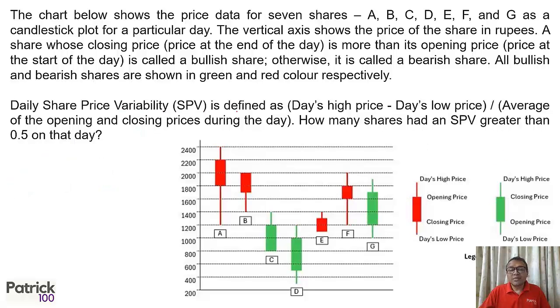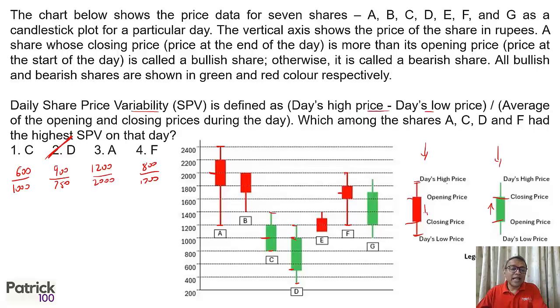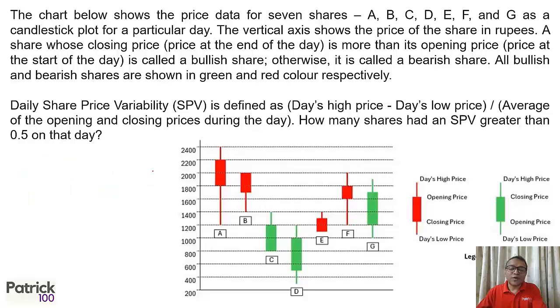Daily share price variability is the difference between the high price and low price, divided by the average. We need to find how many shares have an SPV greater than 0.5 on that day. We already calculated for a few of them, that is A, C, D and F. A is more than 0.5, D is more than 0.5, and only F is less than 0.5. So A, C and D satisfy, but F doesn't.